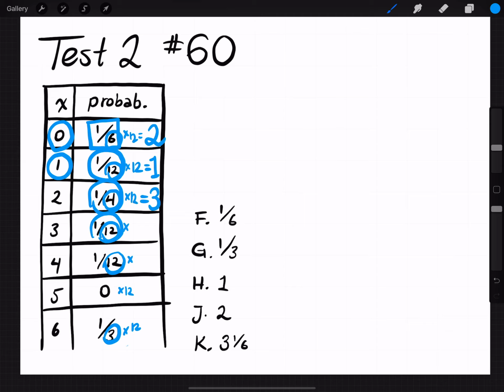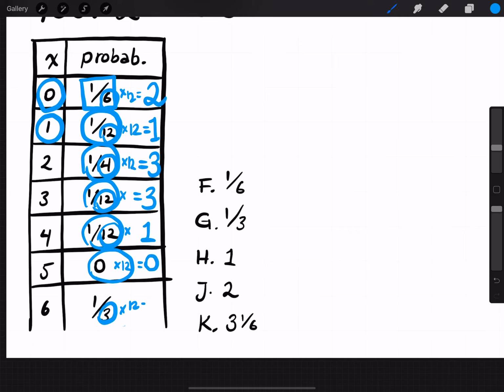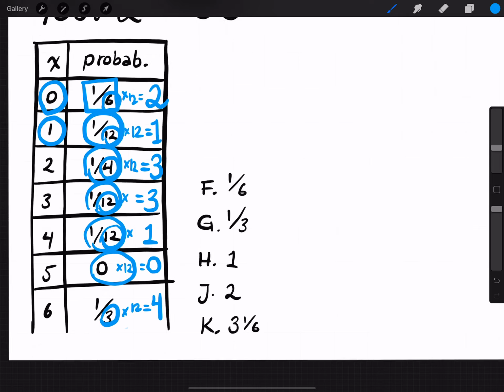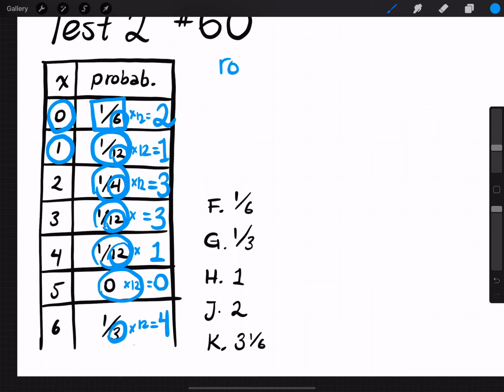This one is kind of like the other one. That'll come up 3 times on average. This one will come up 1 time on average. This one will never come up because there's a 0% chance that it will come up. And this one will come up, let's see, 1/3 times 12 would be 4 times. I'm just going to write this note in here.